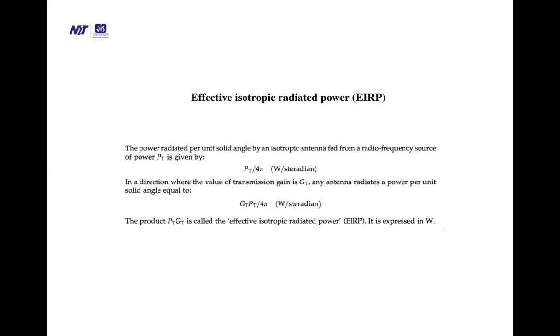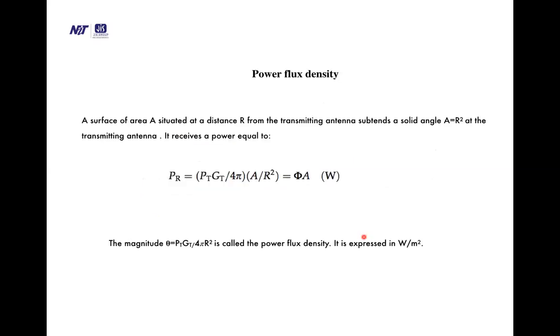Radiated power, so EIRP, effective isotropic radiated power. PT is the transmitted power divided by 4 pi, because it is considering a circular or spherical radiation pattern. So GT is the gain of the antenna, so GT PT divided by 4 pi is the power per unit solid angle in the sphere. The product PTGT is called effective isotropic radiated power in watts.